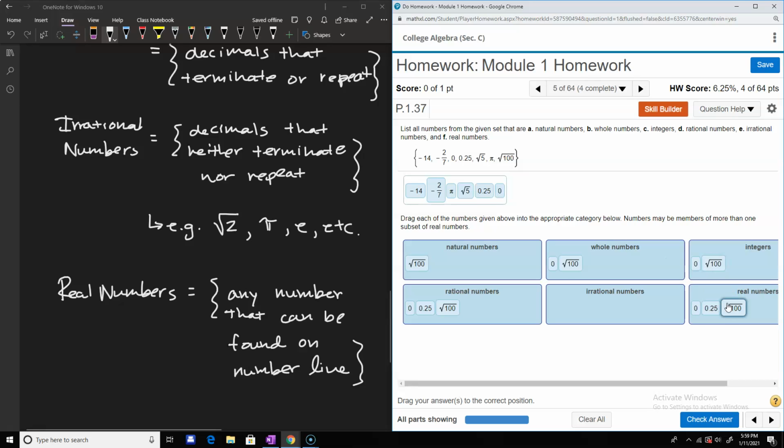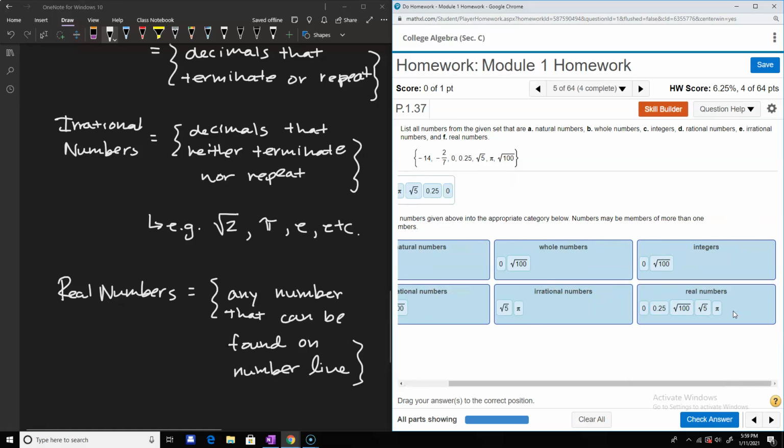Again, all of these will be real numbers. Square root of 5, that's the square root of a prime. It's kind of like the square root of 2. So that will be an irrational number, and it won't go anywhere else except for the real numbers. We have the same thing with pi. We know pi is irrational, so that goes here, and it also goes into the real number bin because all of the numbers will go in there.